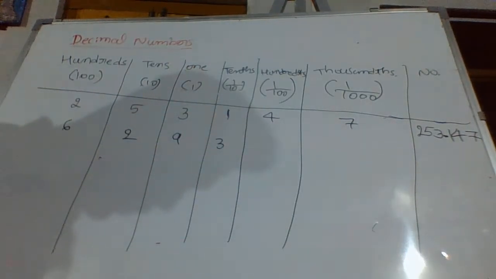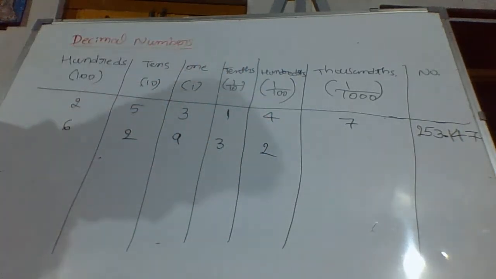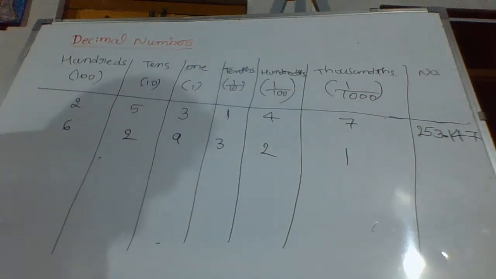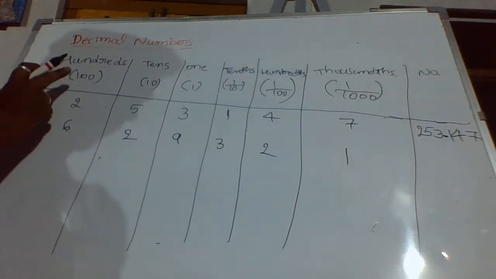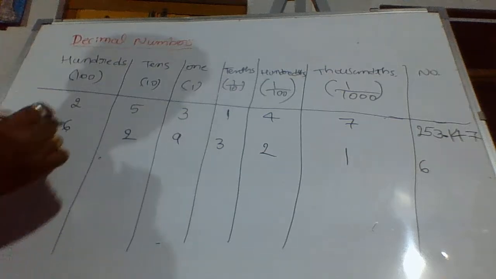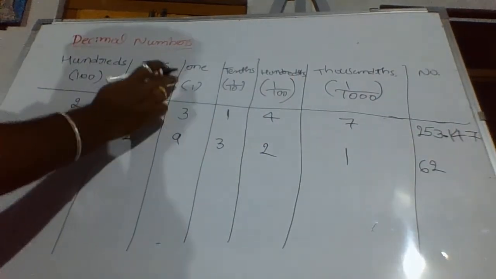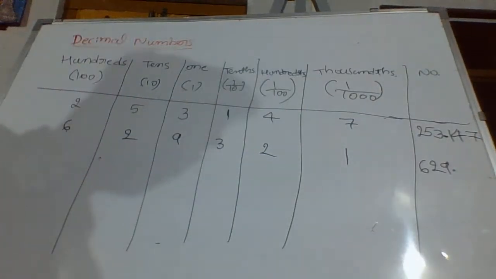Next, at the hundreds position, what have they given? 2. Next, at the thousands position they have given 1, and here we should write the number. So how to write the number? 600, because 6 is at the 100th position, therefore 600, and next 2 is at the 10th position and 9 is at the ones or units position, therefore 629 point.